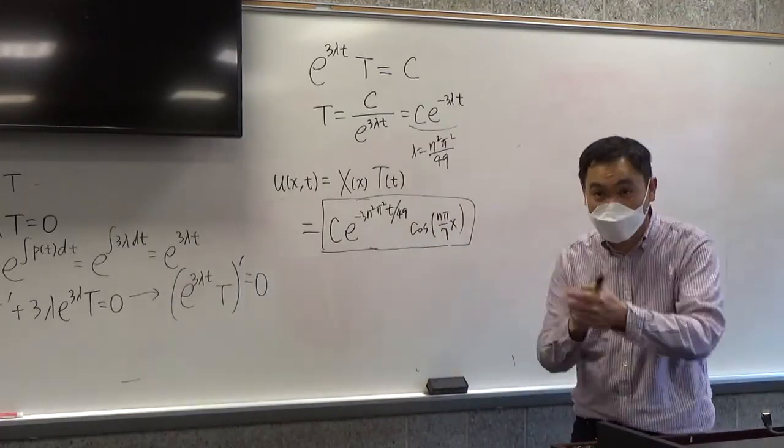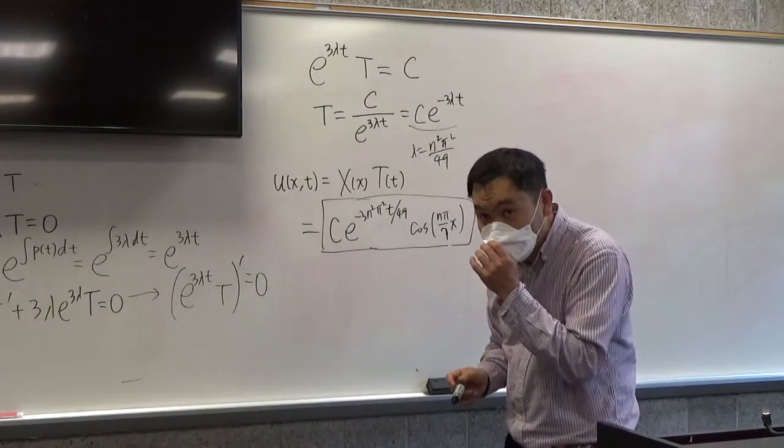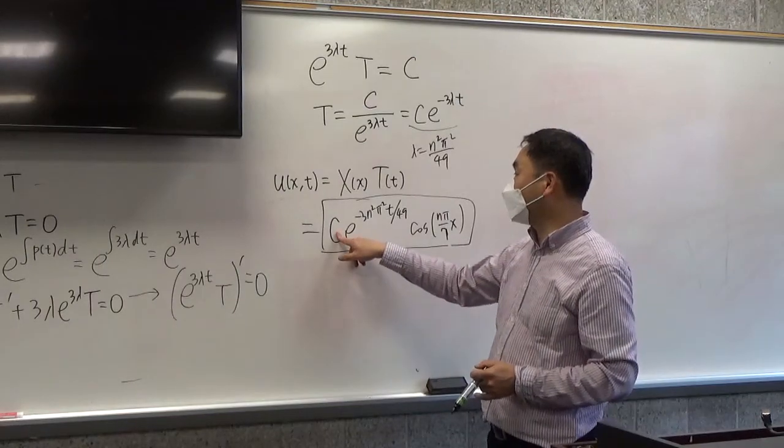So this product is the only type of non-trivial solution that will satisfy the heat equation and the boundary condition. Yes. What do you do about C? How do you solve for it? Oh no. So the question is, what do we do about C?